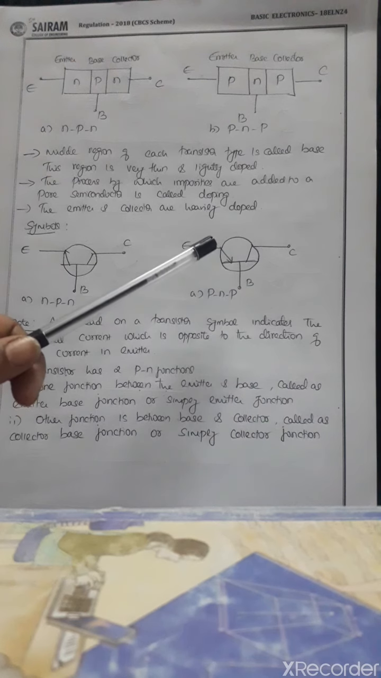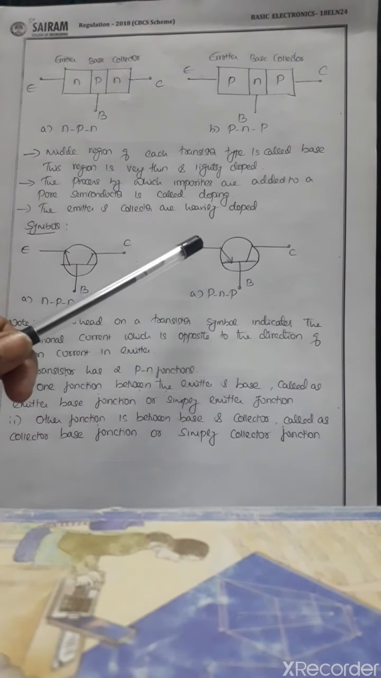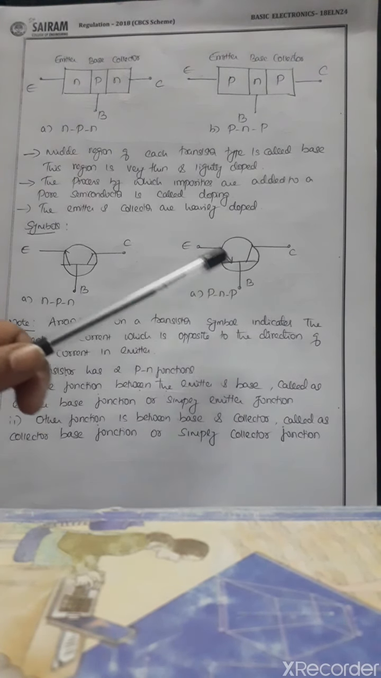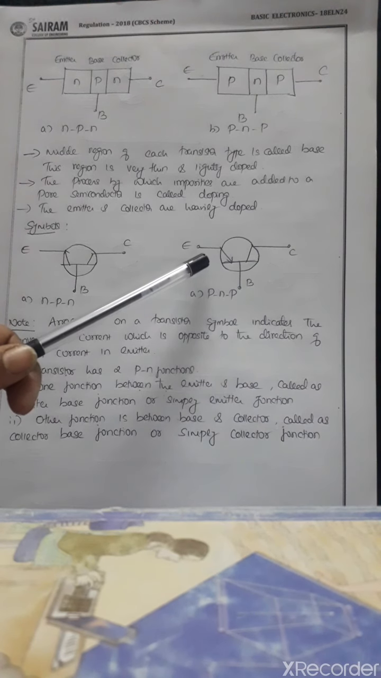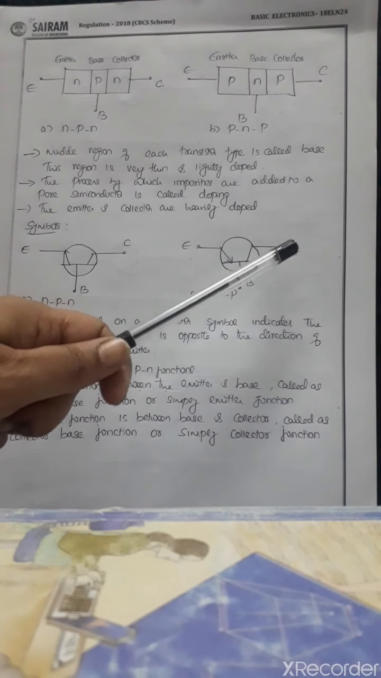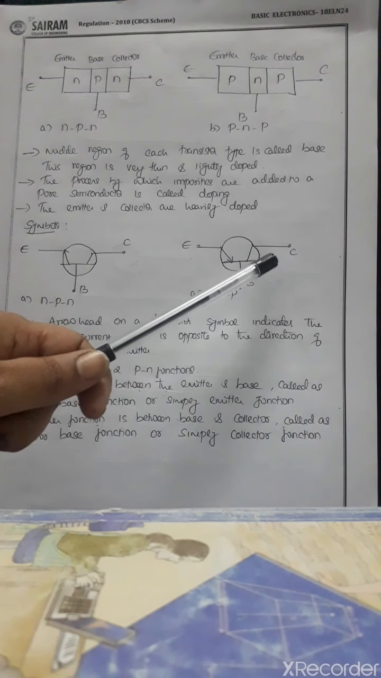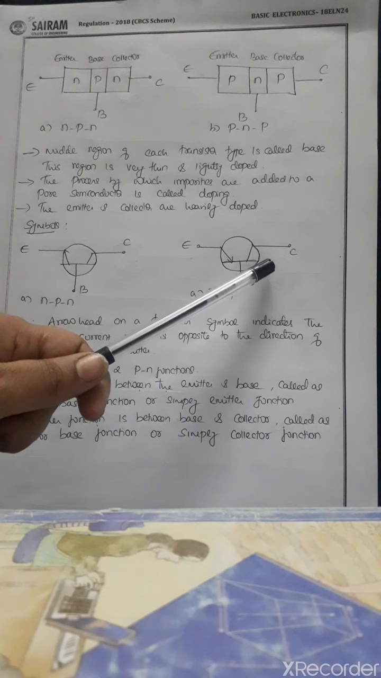Even here you will have two junctions. One junction between the emitter and base is named the emitter base junction, or simply the emitter junction. The other junction is the collector base junction, or simply we can name it the collector junction.